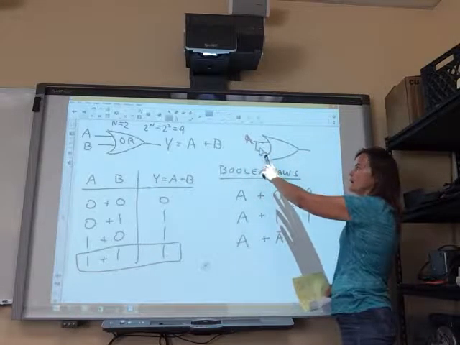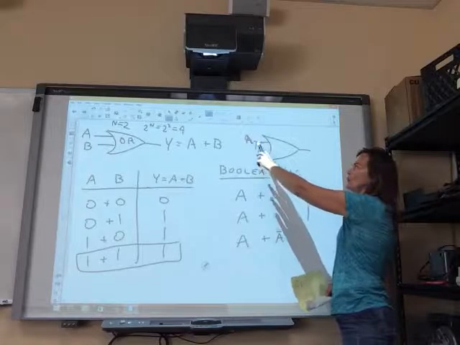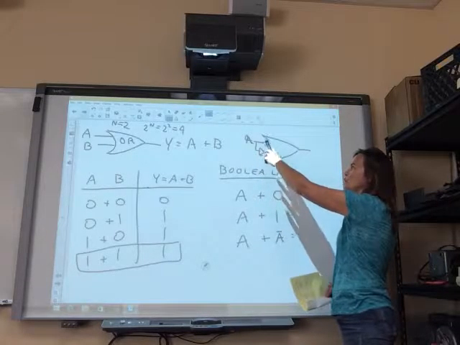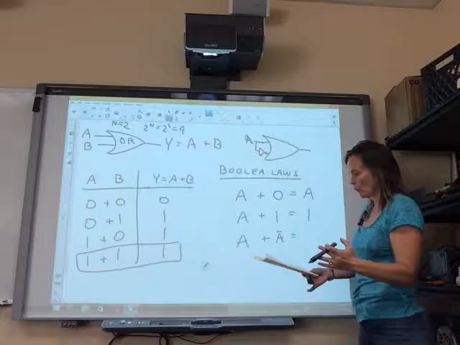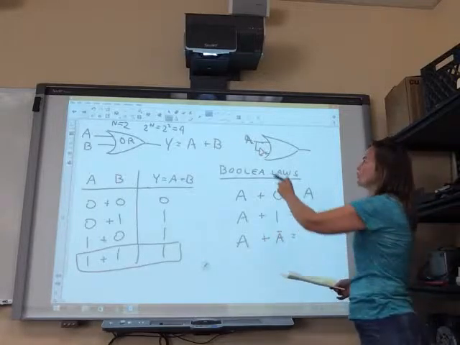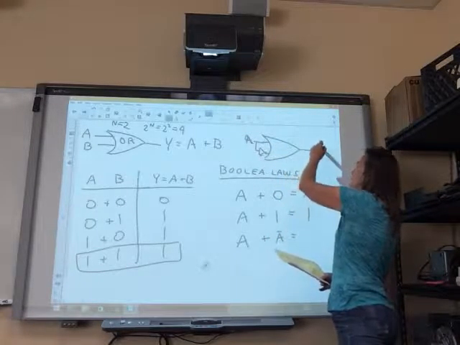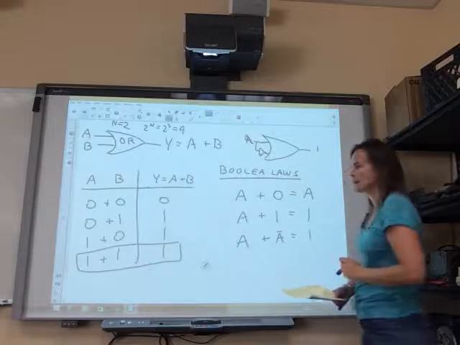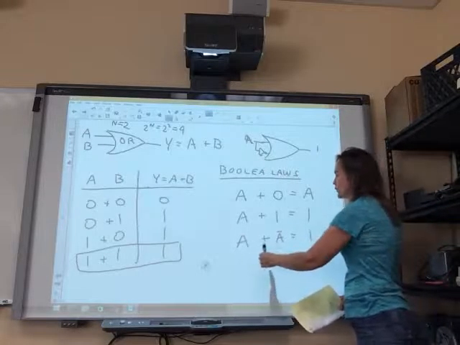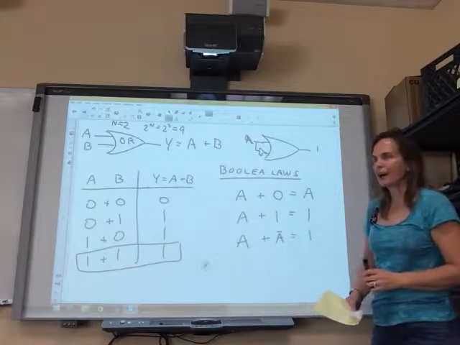So we have A and not A. If A is high, then B is low. If A is low, B is high. And we'll always have one of them that is going to give us a 1, and so our output is always going to be 1 in that case. So A or not A is always going to result in a high output.